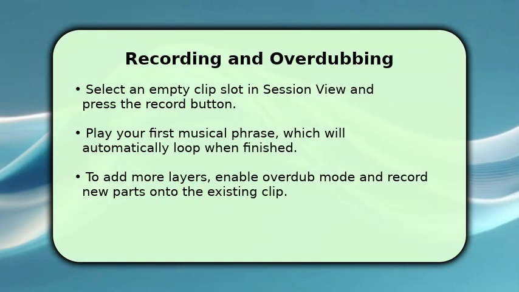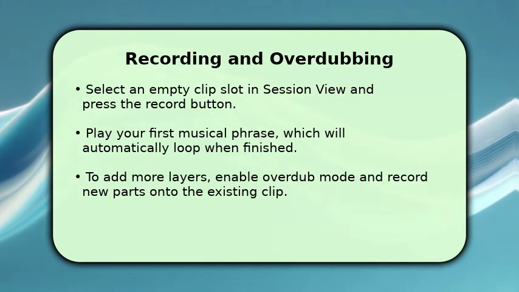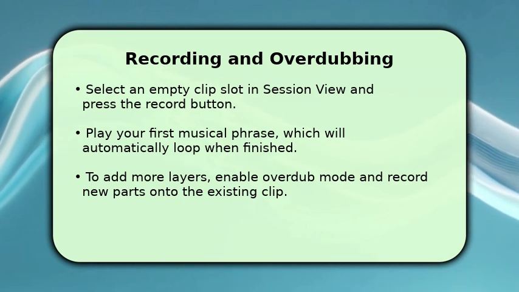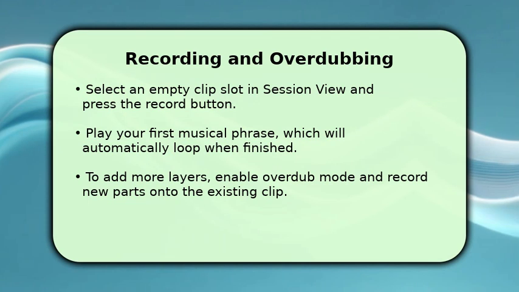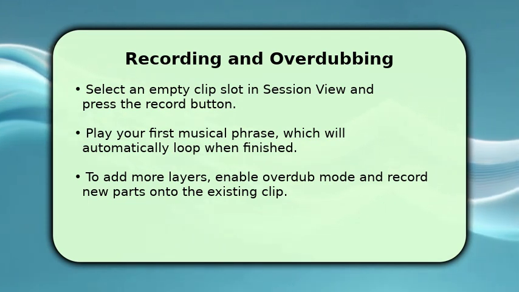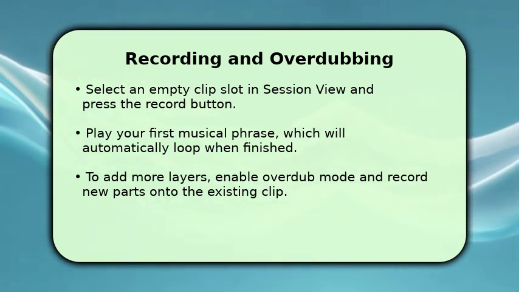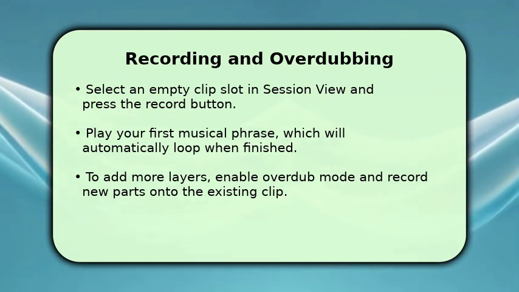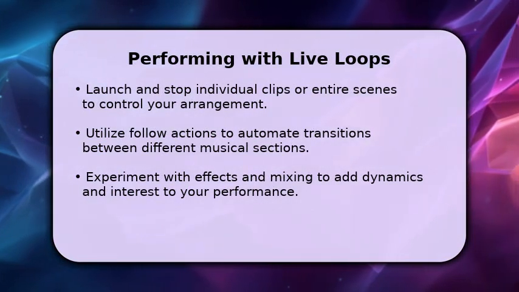Now for the exciting part, recording your first loops. In Session View, simply select an empty clip slot on an audio or MIDI track. Press the record button and Ableton will begin capturing your performance. Once your phrase is complete, the clip will automatically loop. To build up your arrangement, activate the overdub button and record additional musical layers directly onto that same clip, creating rich, evolving textures.